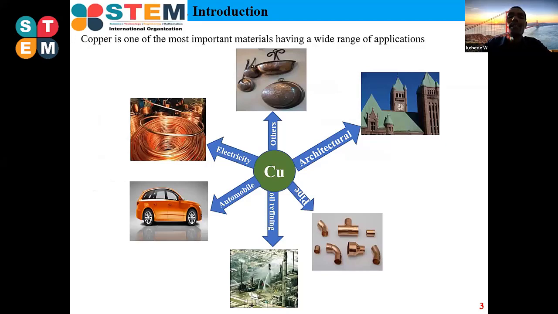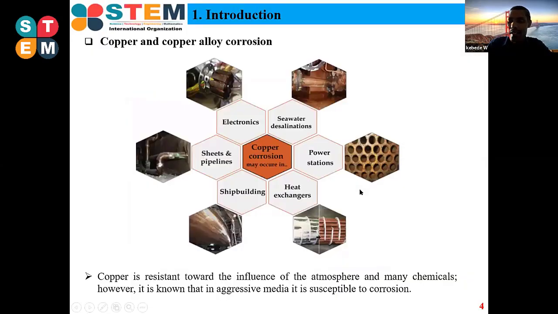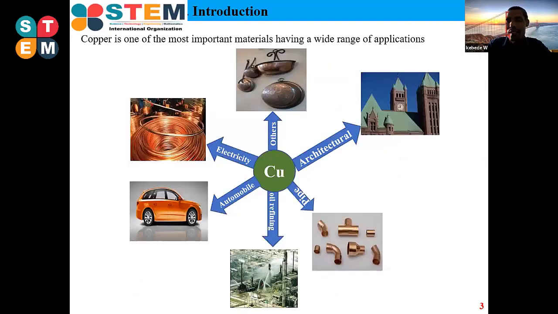As an introduction, copper and its alloys have a wide range of applications in the world. They can be used for architectural purposes, for electricity, automobiles, for oil refining as tubes, and pipes for water and other household equipment like this. So there is a need to protect this material. It's important to protect this material.